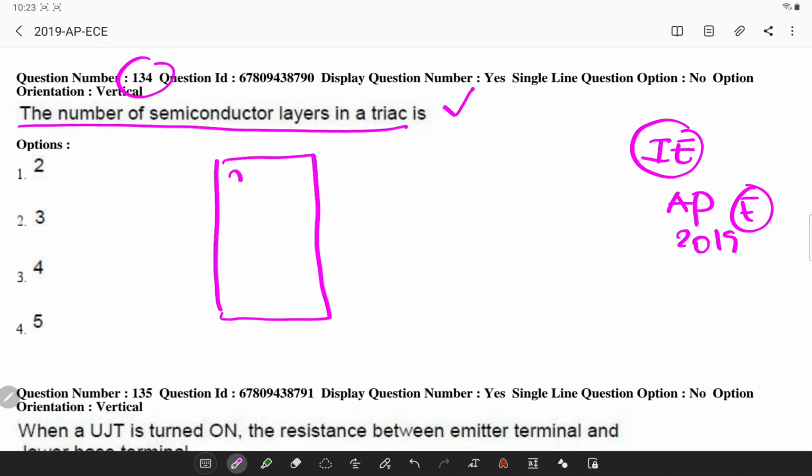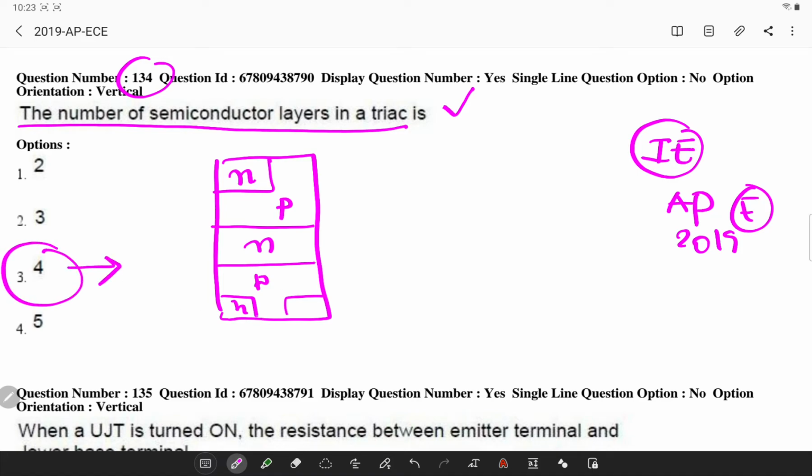of a triac, it will have an n-type and a p-type material, and then an n-type material and a p-type material, and then n-type and p-type material. So it will have 4 semiconductor layers. So this is your gate terminal, this is your other terminals.